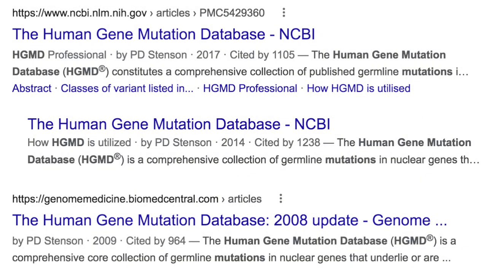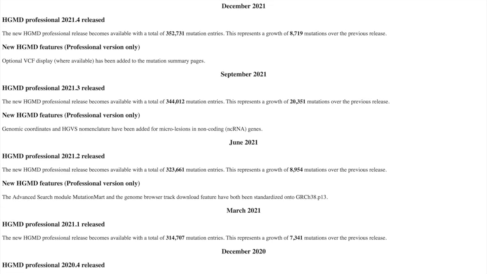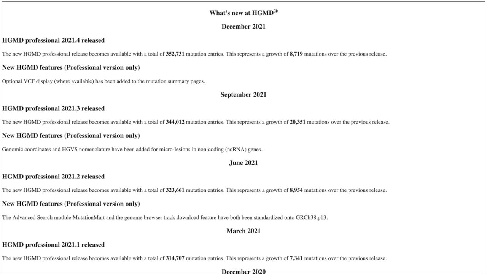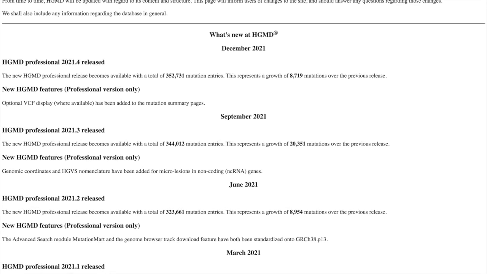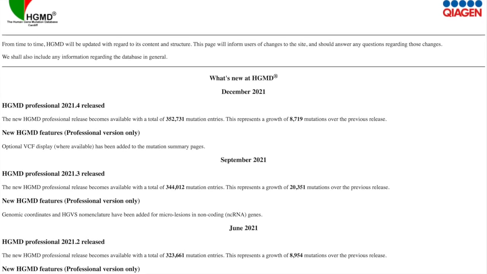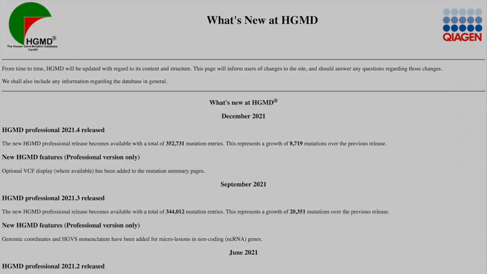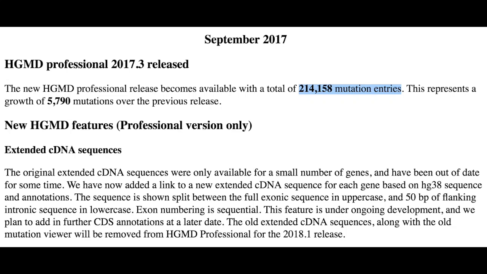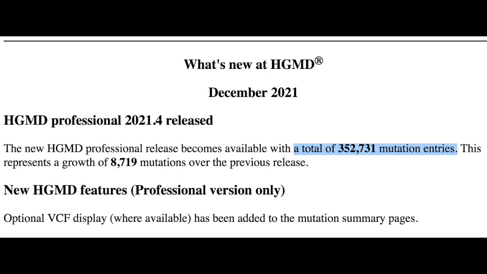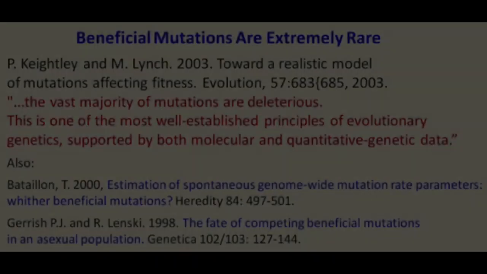The Human Genetic Mutation Database alone tells us this. It adds anywhere from 6,000 to 20,000 new genetic diseases to the database every 3 months, which is an annual growth of over 24,000 new diseases from mutations on the small side. In 2017, over 20,000 new genetic mutation diseases were added at the population level. As of 2017, the total number was 214,158. As of December 2021, we are now at 352,731.